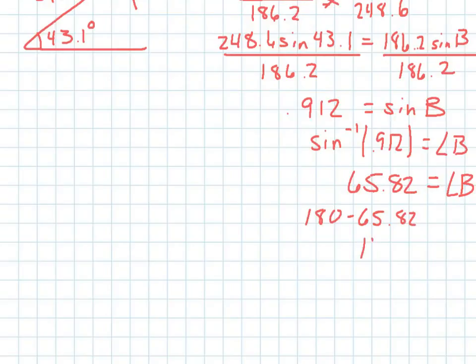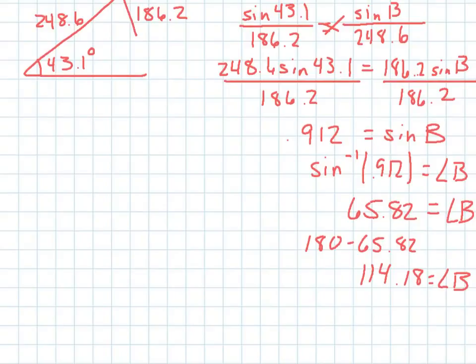That gives us 114.18. And now check. Can you get another triangle with both of those? The first one you found, obviously, because 43 plus... One clarification. Sorry about that interruption. So going back, if you look at 65.82, that obviously works with 43.1.